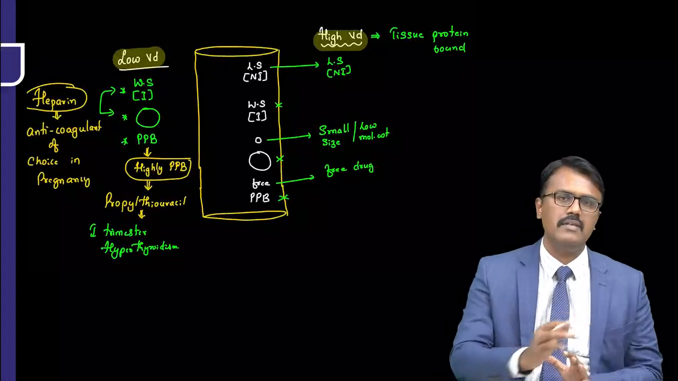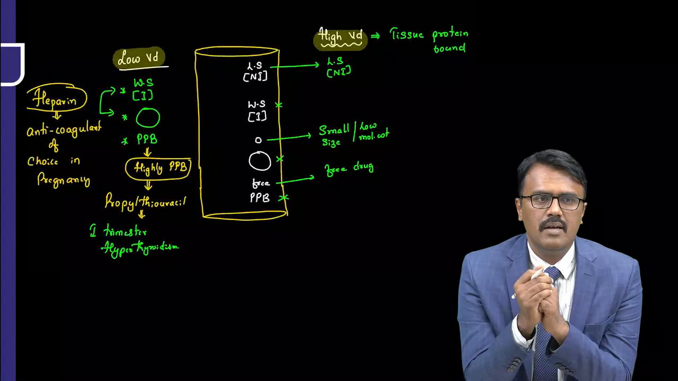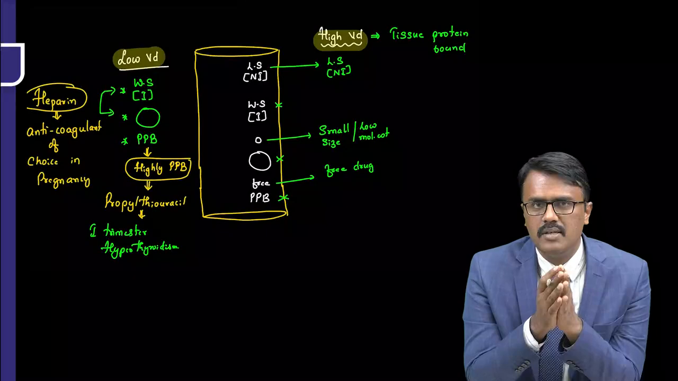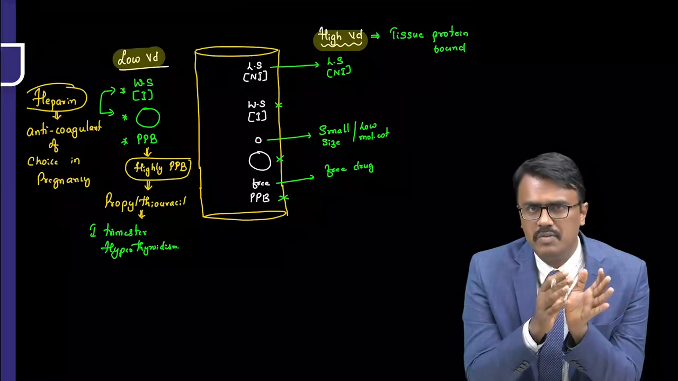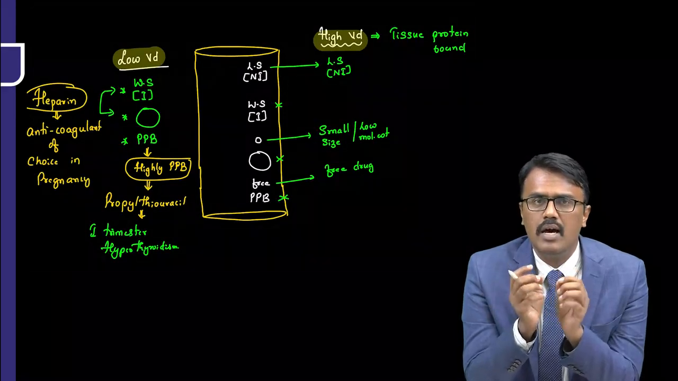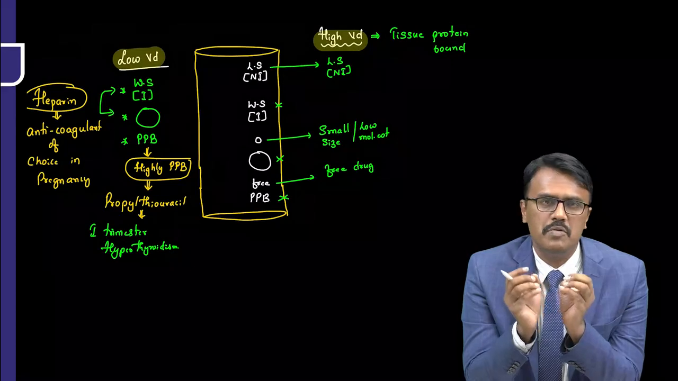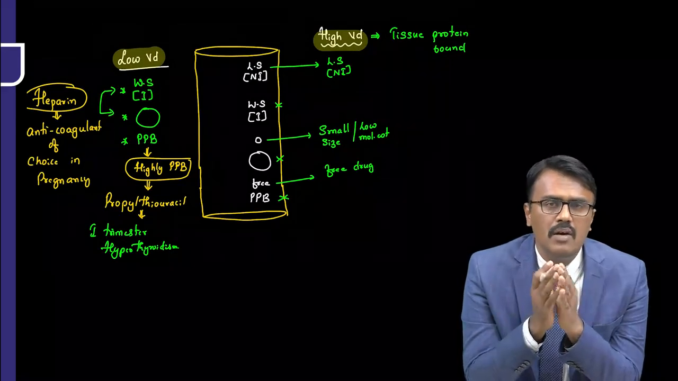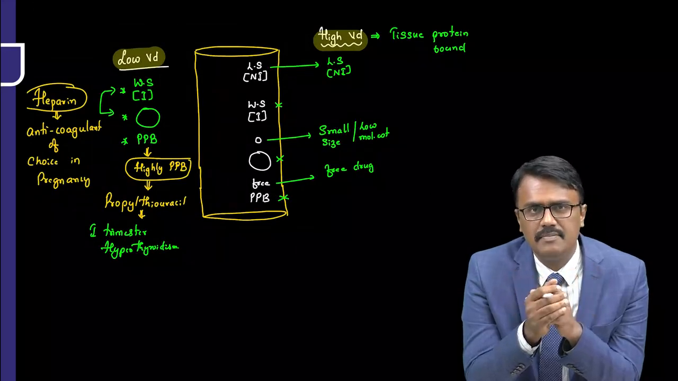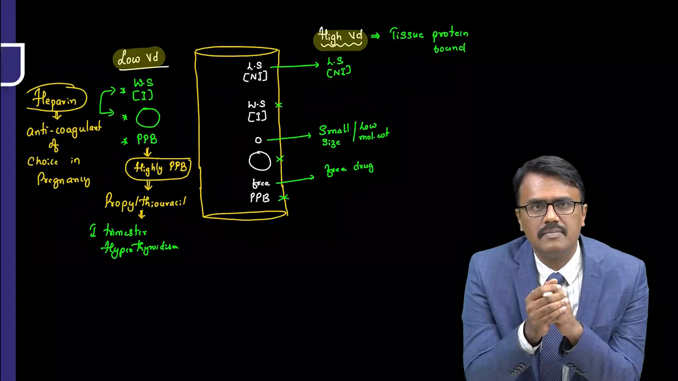I take an example of poisoning. I will give two options for you. There is a patient coming with drug poisoning and the drug has low volume of distribution. Another drug poisoning, the drug has large or high volume of distribution. Tell me, in which poisoning will you do dialysis? Take a guess.